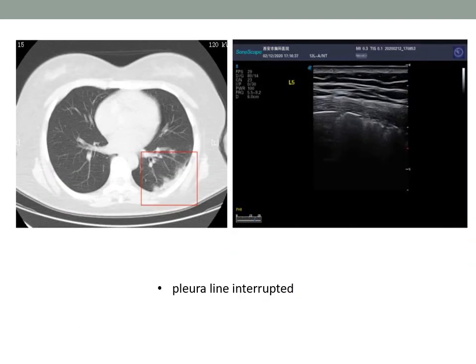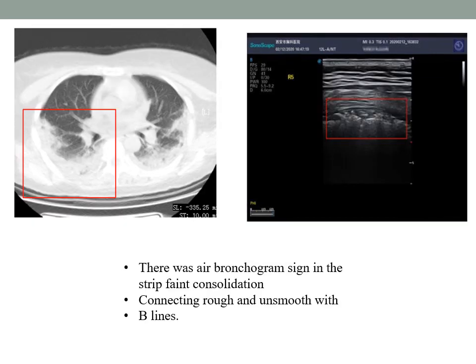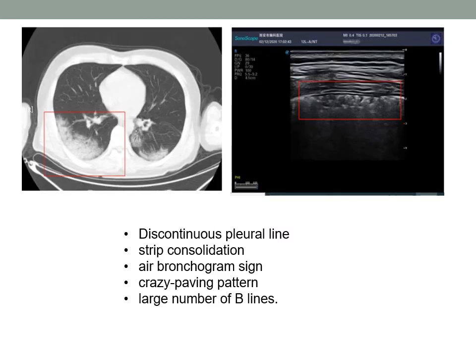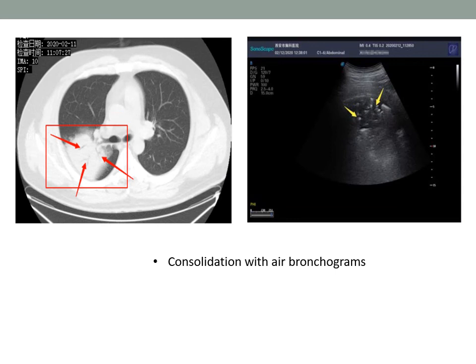The pleural line should normally be a bright white line, and in COVID you can get these interruptions, and what you're actually seeing there is some subpleural consolidation. So here you can see actually shredding of the lung. Here there's early shredding and a discontinuous pleural line. And finally here you can see consolidation, consolidated lung.